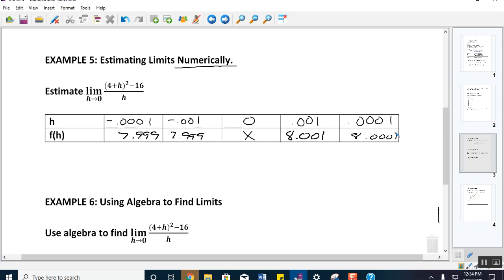Kids, I have a question. 7.999, 8.00001. What do you think that we're converging in on or pinching around? 8, okay? Numerically, it looks like we're pinching right here at 8. So we think by this table that this is going to be right around what? 8, okay? Now, I want to show you something here. Finding limits. We're going to use algebra to find limits of this function right here, and this is how this works.